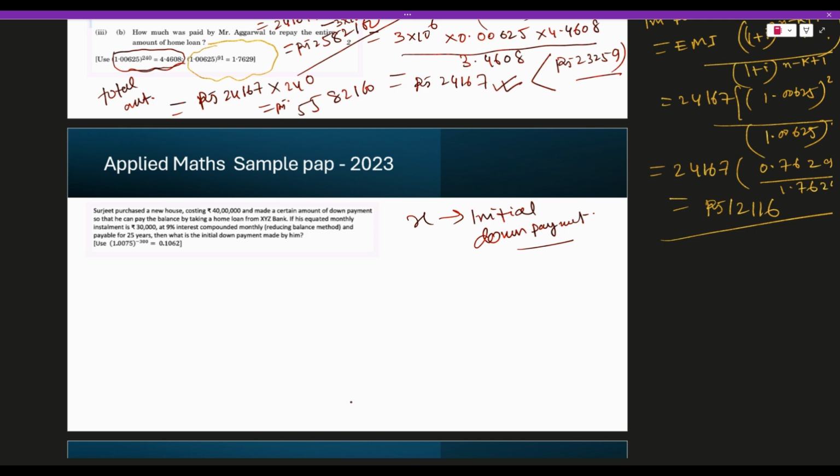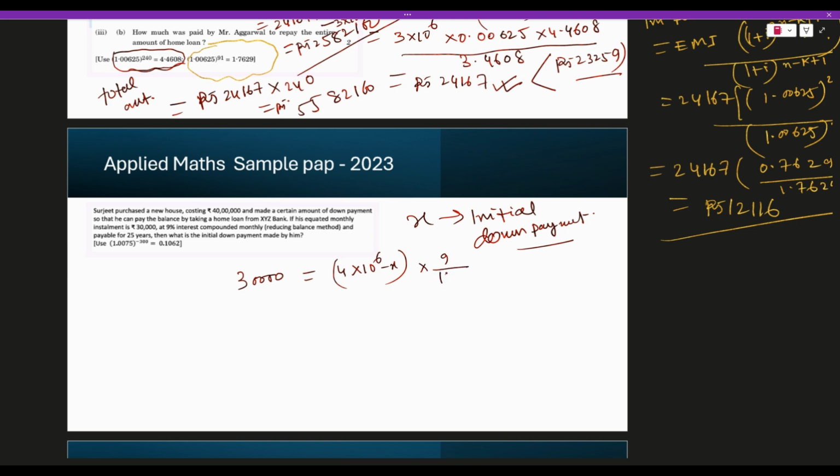Okay? Then I am using the formula R equal to P into I into 1 plus I to the power n. 30,000 is stated. P is how much? It is 4 into 10 to the power 6 minus X they have paid. This much money he is paying. Sujit is paying this much.